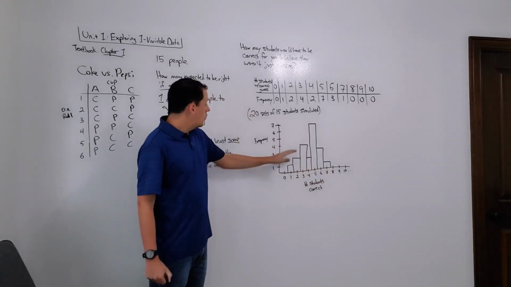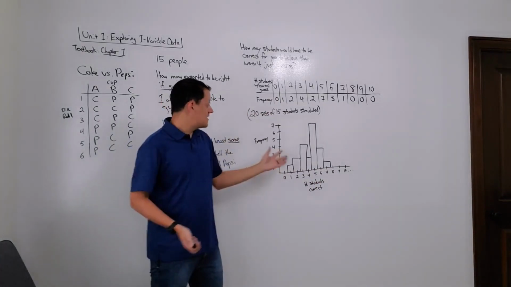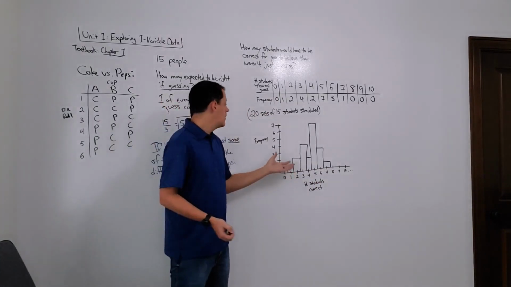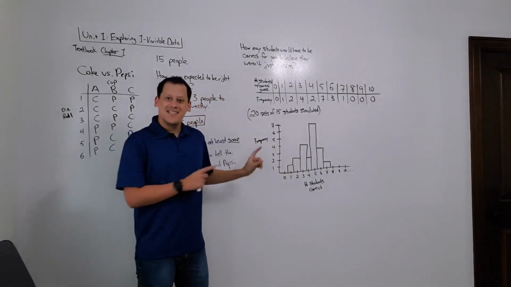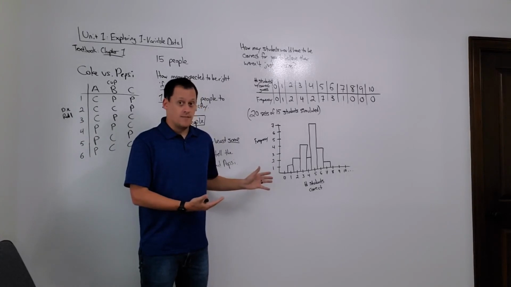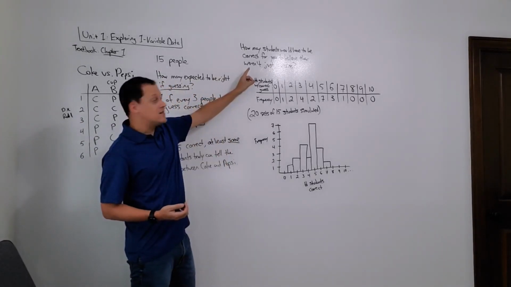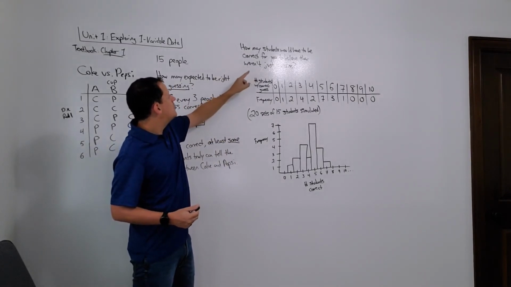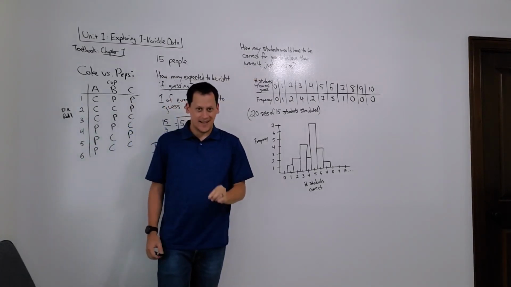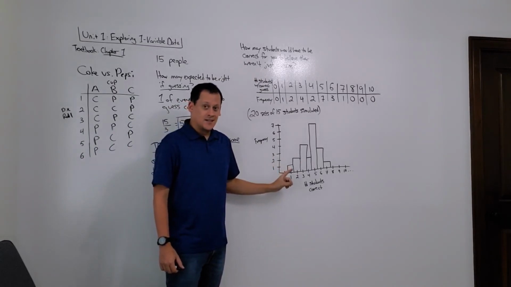Okay? And your results are going to be different than mine, probably. If you got exactly the same thing, I'd be a little concerned, right? But this gives us an idea of what the likely results are if people were guessing. This is the question we want to answer. How many students would have to be correct for you to believe they weren't just guessing? This is if they're guessing. So what's the number?